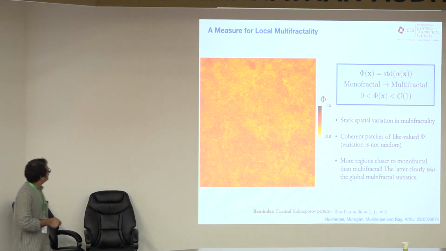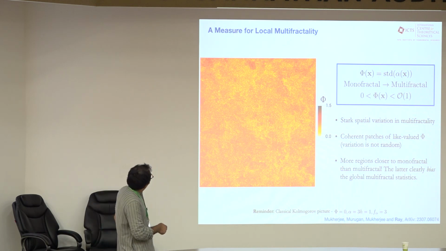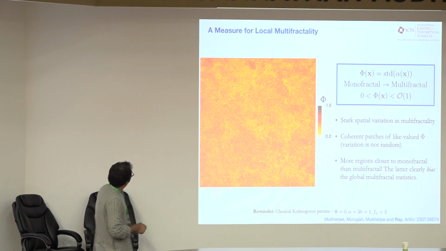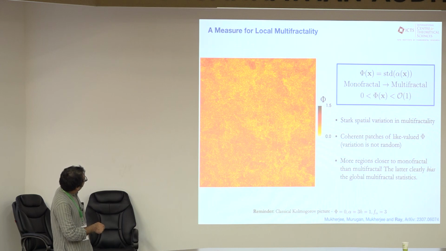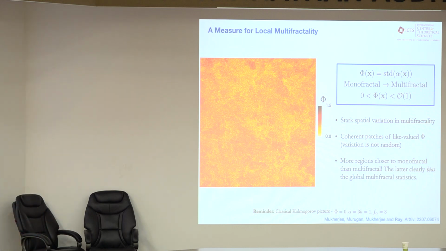So what does the phi field look like? Here's really the semi-final plot. The phi field shows this tremendous variation. Close to 0, that's the yellow color, is Kolmogorov. So you end up seeing that most of it looks like yellow. And then there are these pockets where there are regions which are red to dark red, which are going to be strongly multifractal, right?